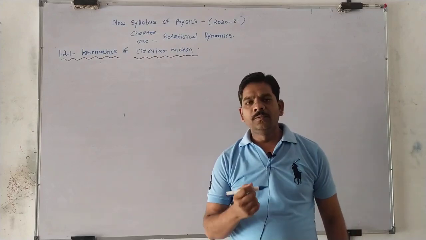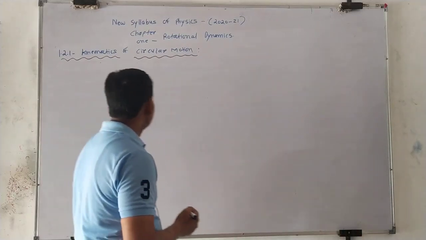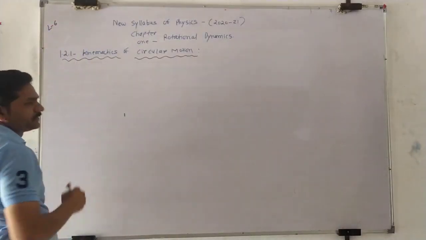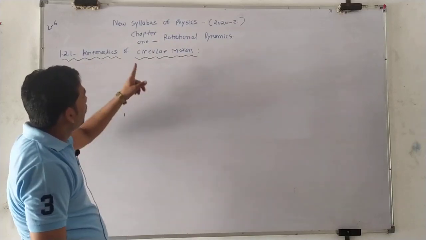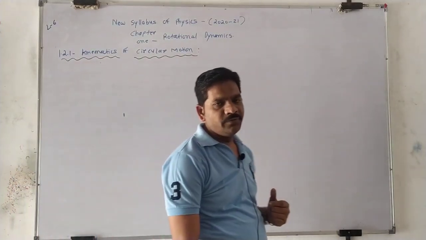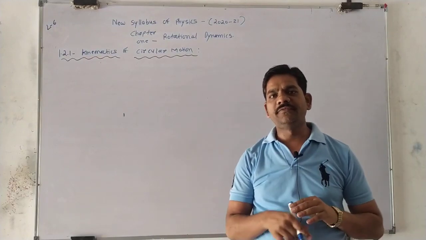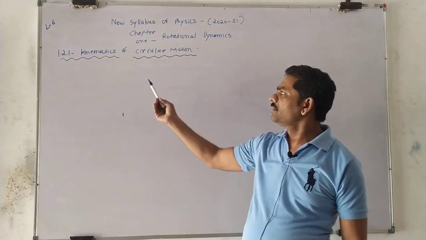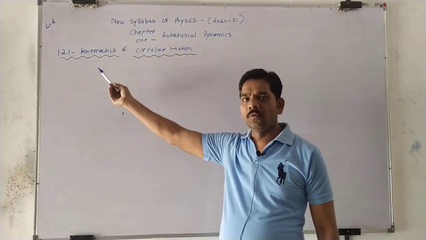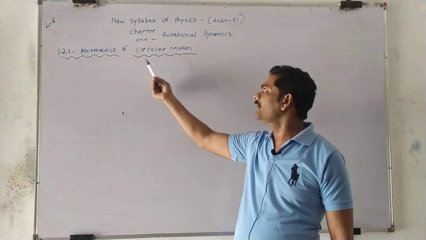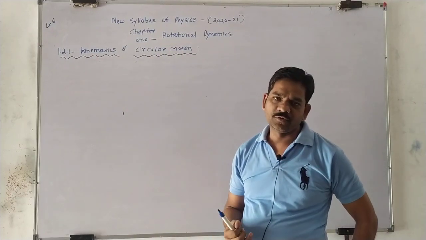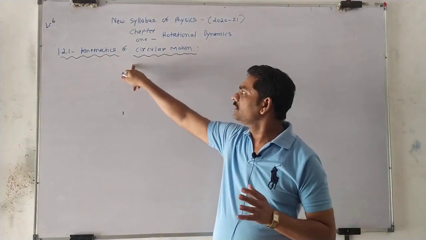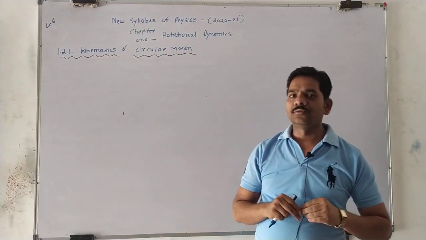Today we have to conduct lecture number 6 on the Unit 1 in the new syllabus of physics of the Maharashtra board. The name is rotational dynamics. What is our title? The title, from our board books, is 1.2.1 Kinematics of Circular Motion. Today we have to learn the one concept given in kinematics of circular motion.